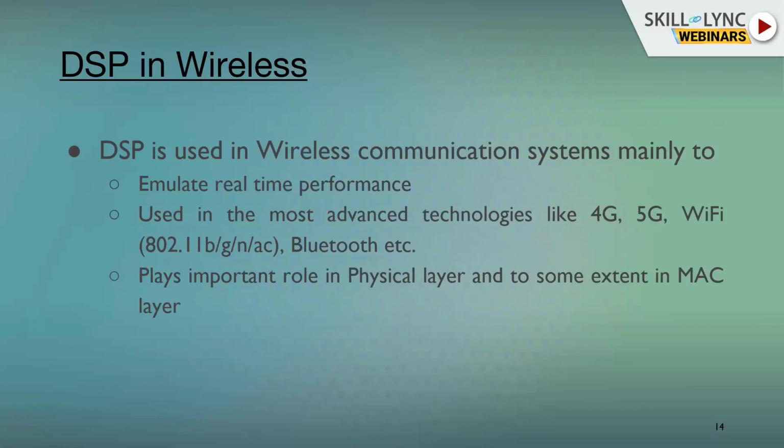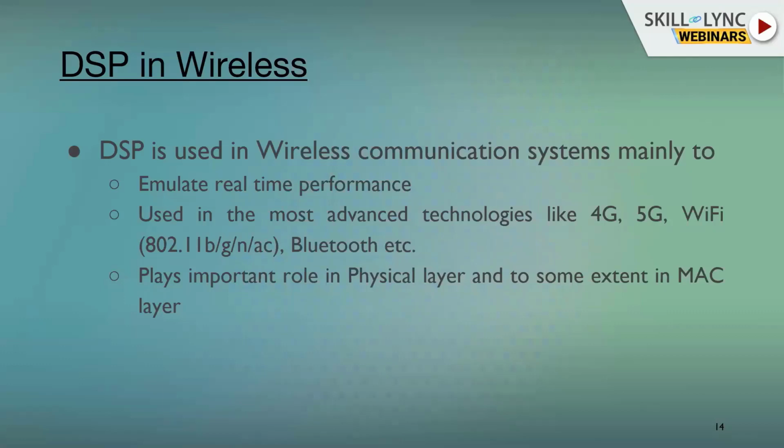So where exactly do we use DSP in wireless communications? We use DSP to emulate real-time performance. We have to maintain the target and make sure we can meet the real-time performance. We use it in most of the advanced technologies like 4G, 5G, Wi-Fi, Bluetooth, etc. All of these use DSP because maintaining this performance level, compared with other applications, is quite difficult, and we need DSP to emulate this.